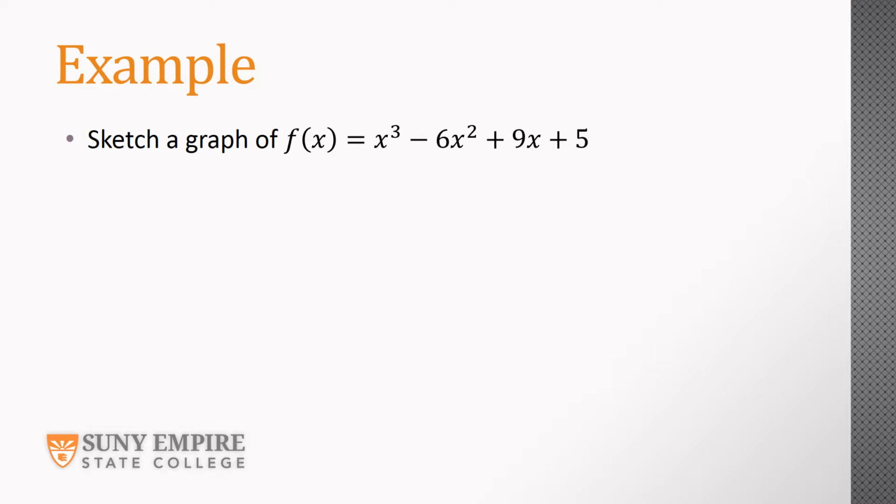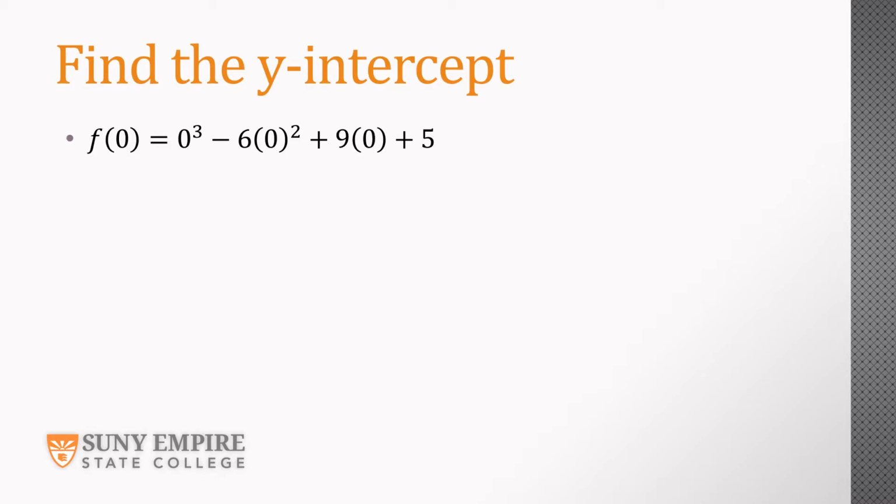Suppose we want to sketch a graph of the function f of x equal to x cubed minus 6x squared plus 9x plus 5. First, we can find the y-intercept. When we plug in 0 for x, 0 to any power is still 0. So all that we are left with is a y-intercept of 5.